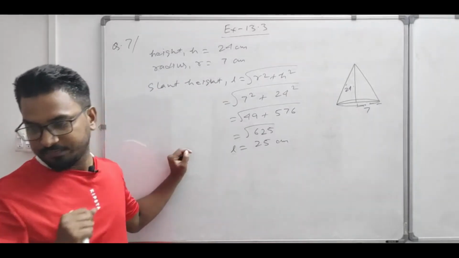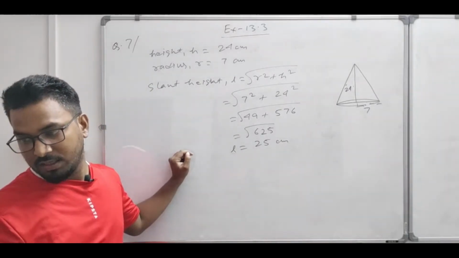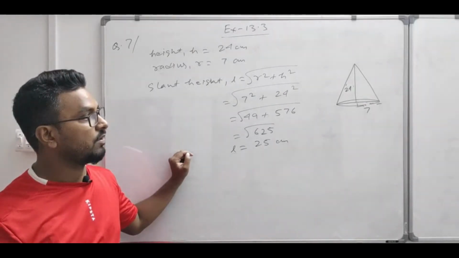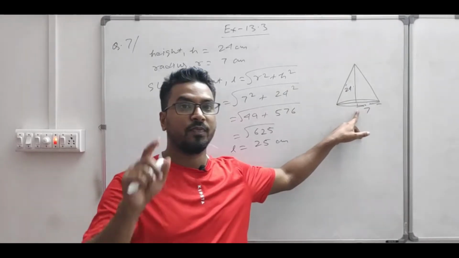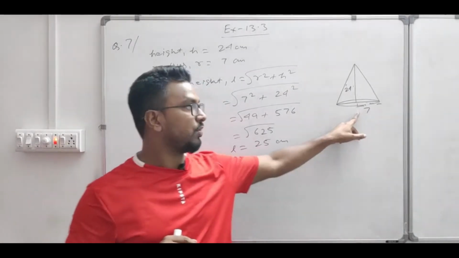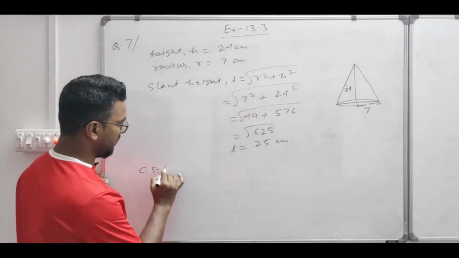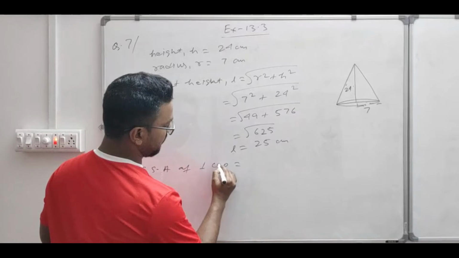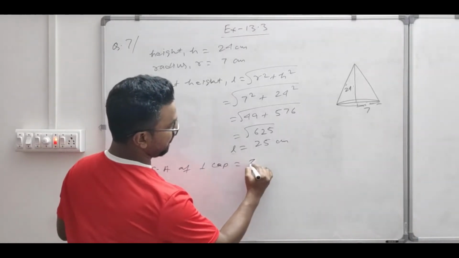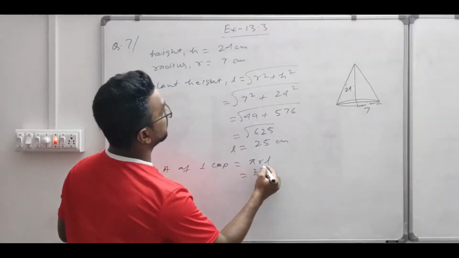Now here it is given, find the area of sheet required to make 10 such caps. Okay. So this is the shape of cap. So you have to make how many caps? 10 such caps. So you have to find the surface area of one cap first. So curved surface area of one cap, that is how much? Pi RL. So 22 by 7 into, what is radius?